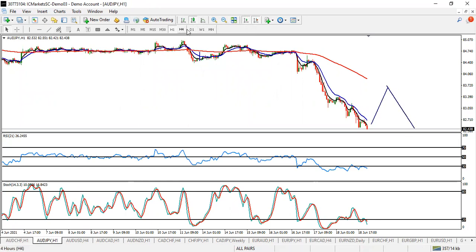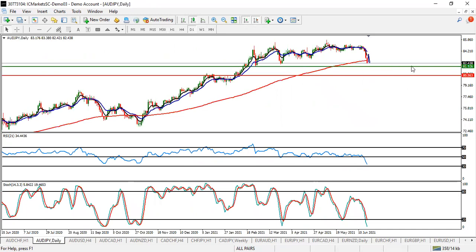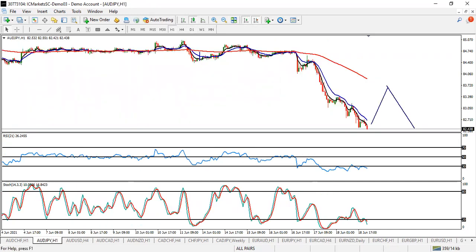Catch your sell entry to the downside and take your first profit before the green support at 81.96. And if that level gets broken, we are heading to the red support. So AUDJPY, look for a sell.